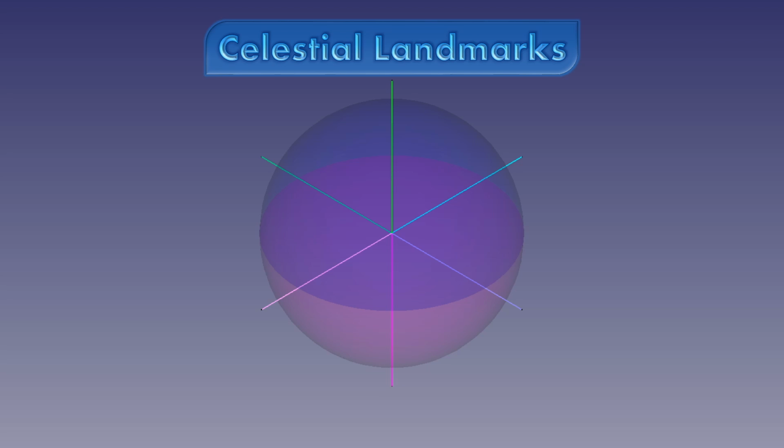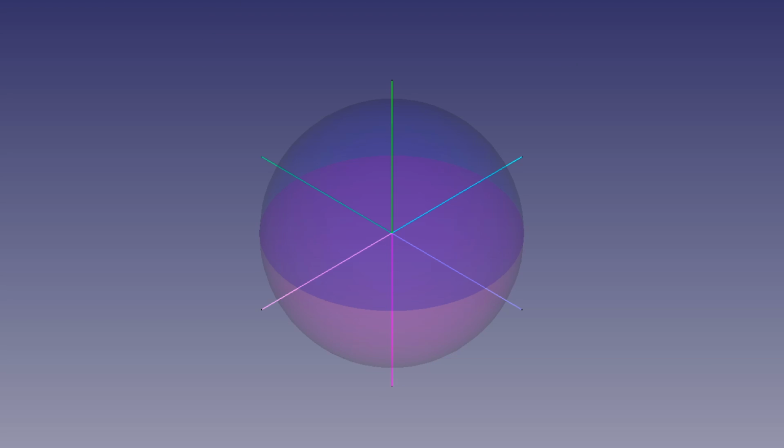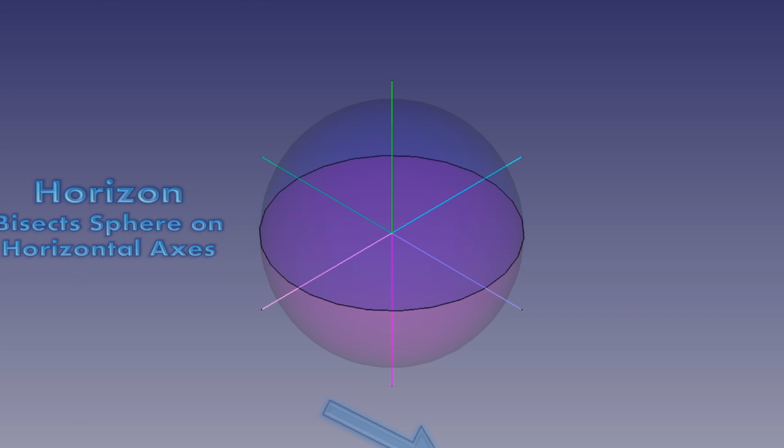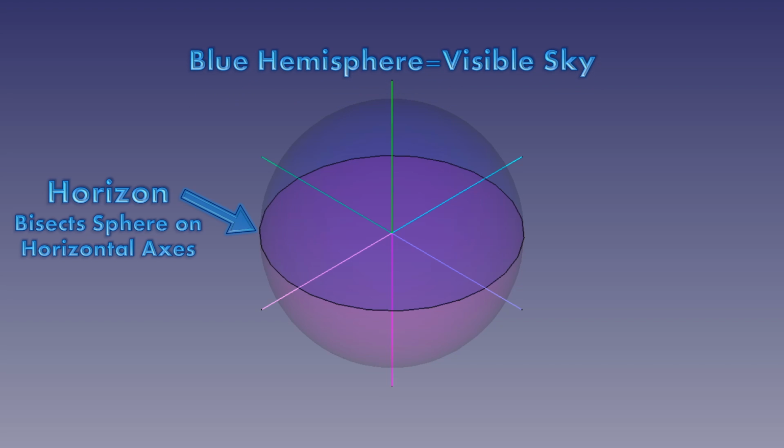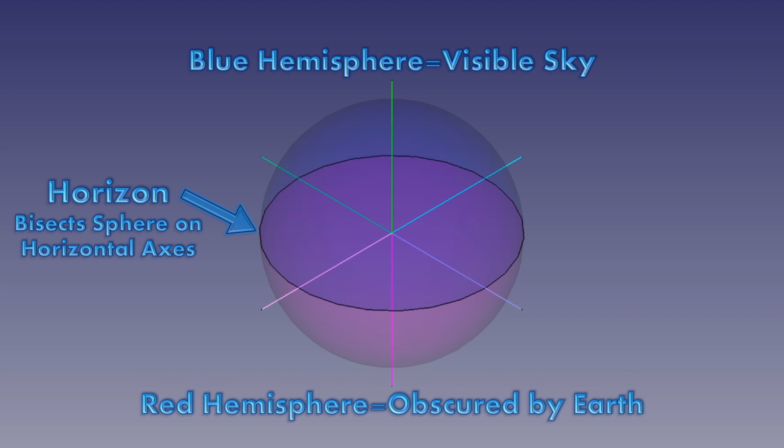We will label the axes of our example sphere to assist in the visualization, with the center of the sphere serving as the origin. The axis representing north and south will be the y-axis, while the axis perpendicular to y representing east and west will be the x-axis. And the vertical axis orthogonal to the horizontal plane will be the z-axis. Next, we will bisect the sphere by creating a great circle in the horizontal plane and label it the horizon. The horizon divides the celestial sphere into two hemispheres. The upper blue hemisphere represents the visible sky, and the lower red hemisphere represents the portion of sky obscured from view.